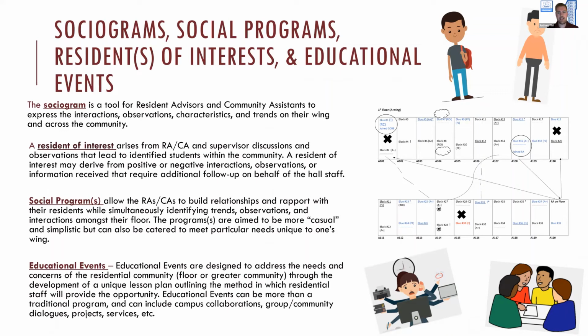So sociograms, there's an example on your right of what a sociogram is. It's basically a tool for student staff members to show the interactions and observations that they have of their residents, as well as store some characteristics or trends of their wing and across their community. It allows them to store things, and it utilizes a key. We'll go into some more details about sociograms in the following slides. After sociograms, we have residents of interest. Residents of interest are what are replacing the specificity of the intentional interaction model we had before.